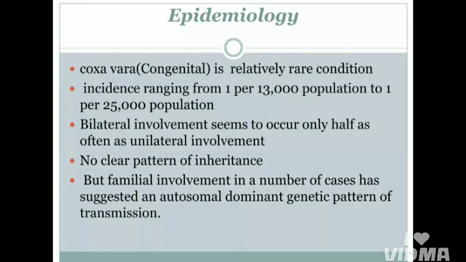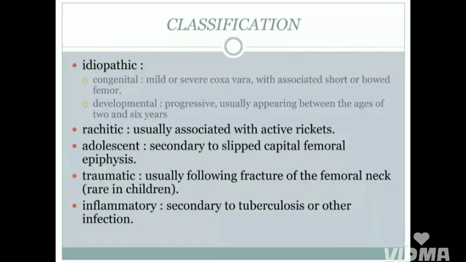Next, classification. First we can say about idiopathic. Idiopathic means unknown cause. So here, congenital: mild or severe coxa vara with associated short or bowed femur. Developmental: progressive, usually appearing between the ages of 2 and 6 years. Rachitic: usually associated with active rickets. Adolescent: secondary to slipped capital femoral epiphysis.